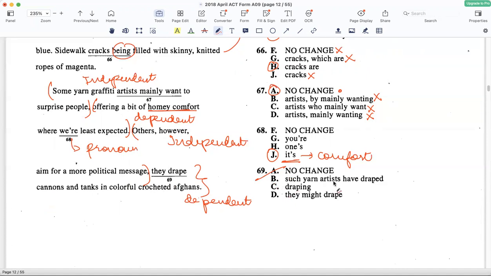If I say such yarn artists have draped, that also becomes an independent sentence. Draping. Draping is correct because that leaves the part after the comma dependent. Others aim for a more political message, draping cannons and tanks in colorful crocheted afghans. So this should be my answer. And they might drape also starts a new sentence, so that's wrong.